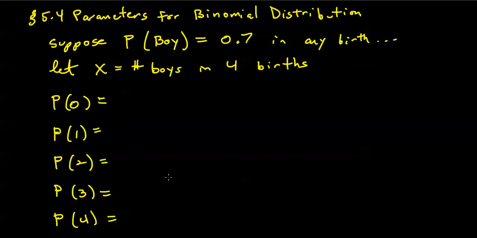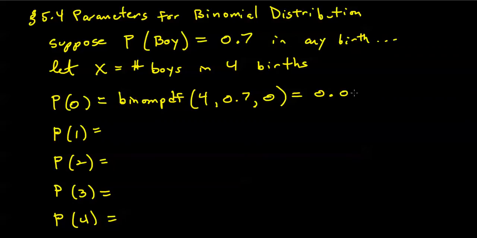Alright, so I'm going to successively apply my binompdf operator on our calculator. If I've got n trials, that's 4 trials here. If I'm calling a boy a success, the probability of a boy is then 0.7, and I'm looking for 0 successes. I punch this out on my calculator, and I get 0.0081. Alright, I'm going to do this for all possible values of x in this binomial experiment.